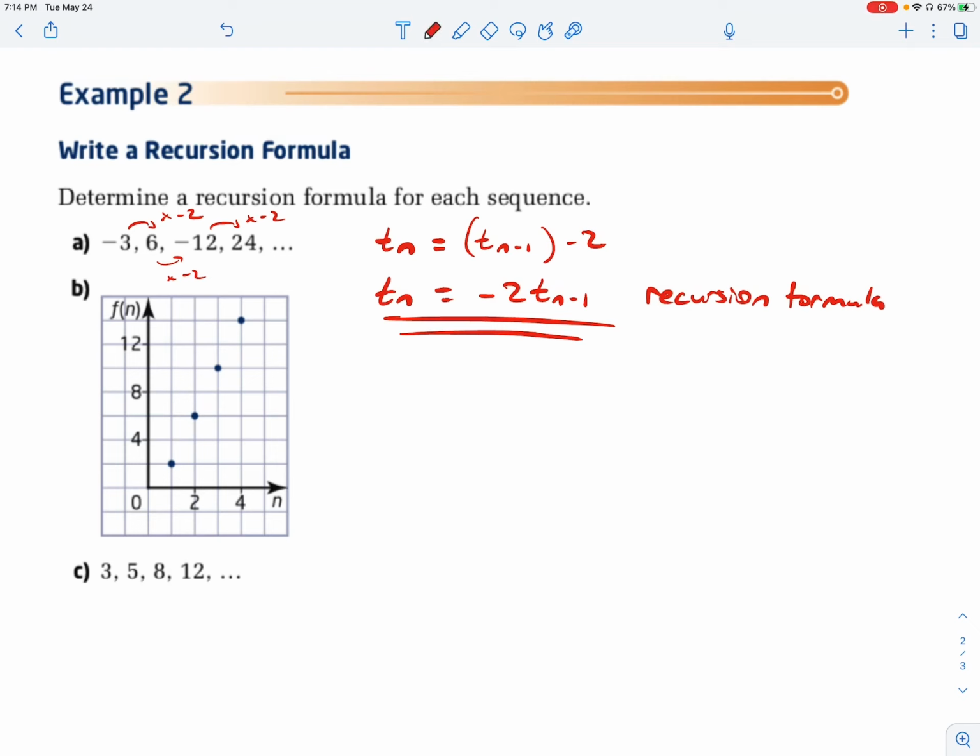Okay, let's look at part B. So that was A, now part B. I'm reading the graph. This is n, my x-axis, so this represents the term number: first term, second term, third term, fourth term. And I can read the value on the y-axis. It's probably helpful to write this out as numbers. I can see my first term is 2. The second term is 6, and then the third term is 10, and the fourth term looks like 14.